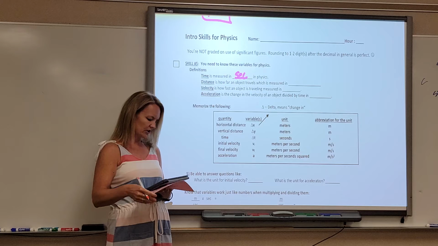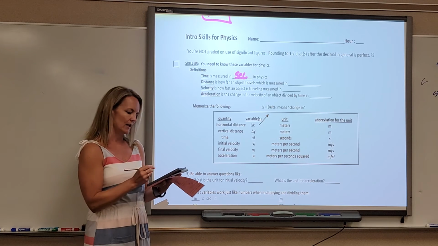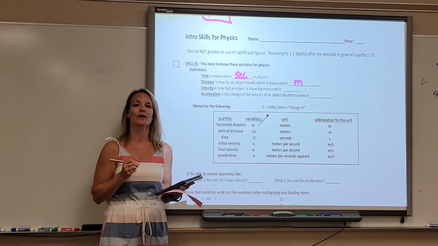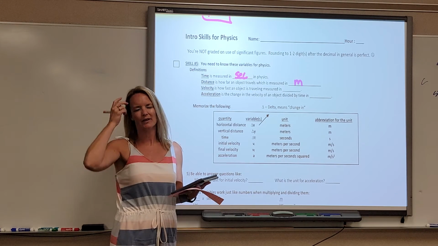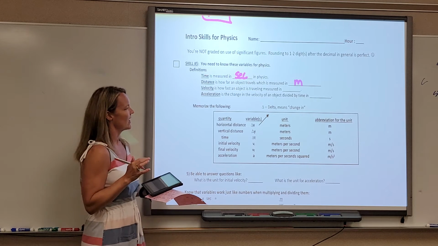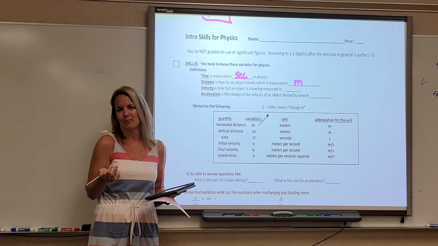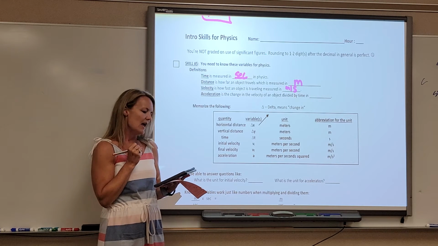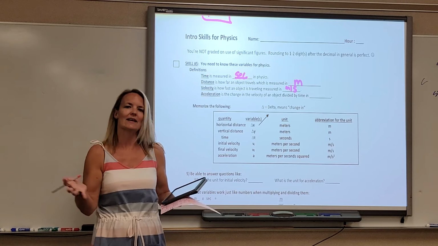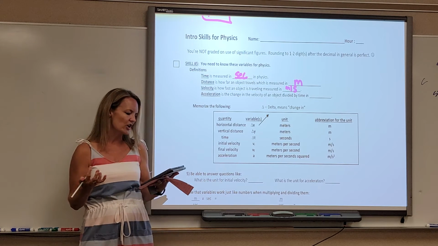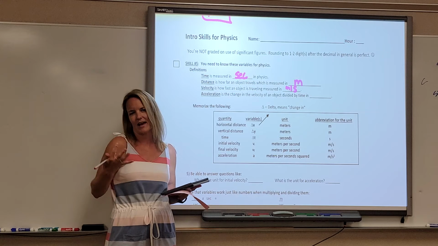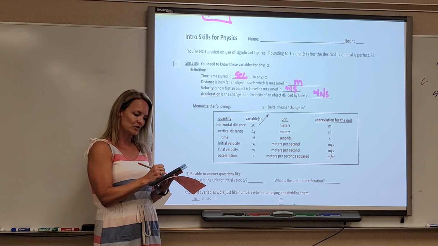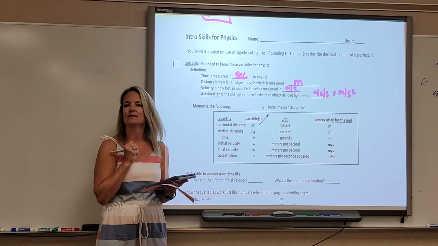Distance, how far an object travels, it's always measured in meters. I'm just going to abbreviate it with an M. Velocity, we use speed and velocity interchangeably. They're slightly different, but we'll learn about that later. Velocity, how fast something is going, is always in meters per second in the metric system. And then acceleration is how fast you get faster. It's the change in the velocity of the object divided by the time it takes. So it is meters per second per second, which is the same as meters per second squared.